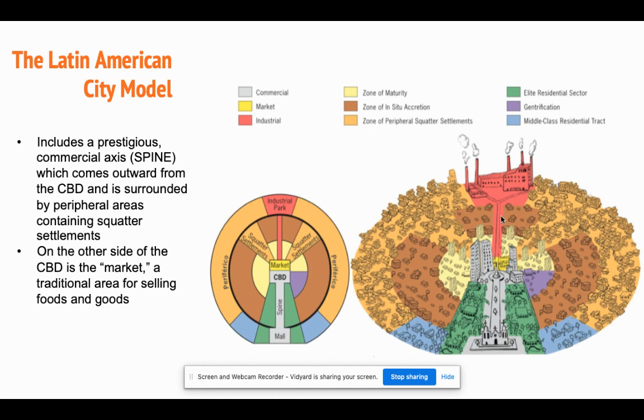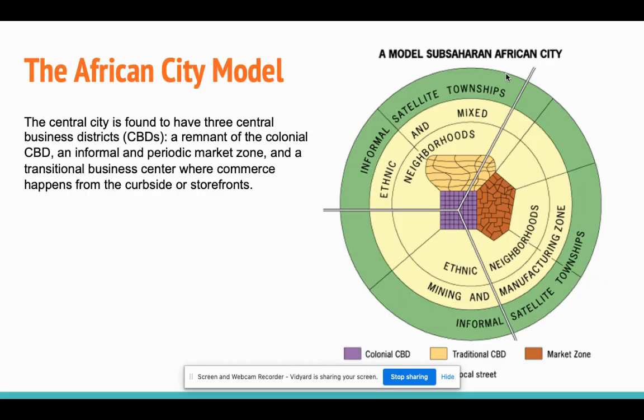Okay. In addition to the central business district being in the center of the city, on the other side of the central business district is a market. Okay. And typically that market is an area that's been around for a very long time, and it's a traditional area for selling goods. A lot of times in Latin American city models, we see a really important market where people trade for food and items and whatever. So that elite residential spine, those squatter settlements, and then the market along from the central business district is very typical of Latin American cities.